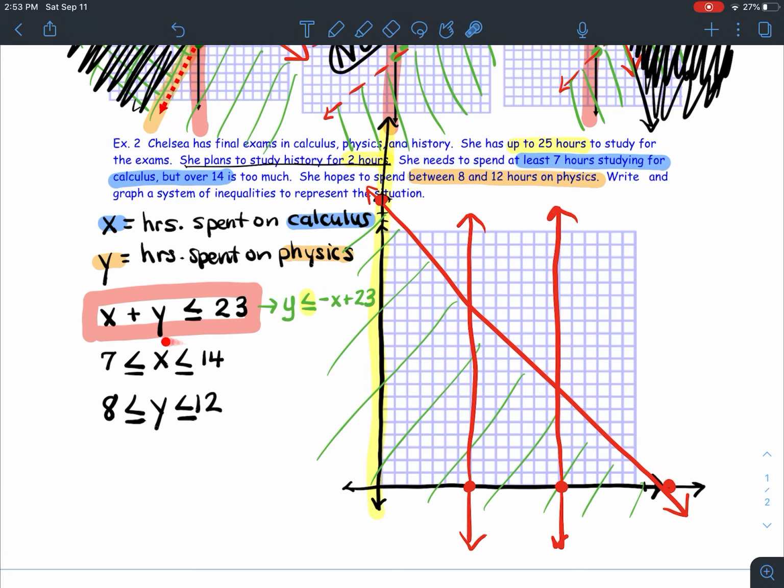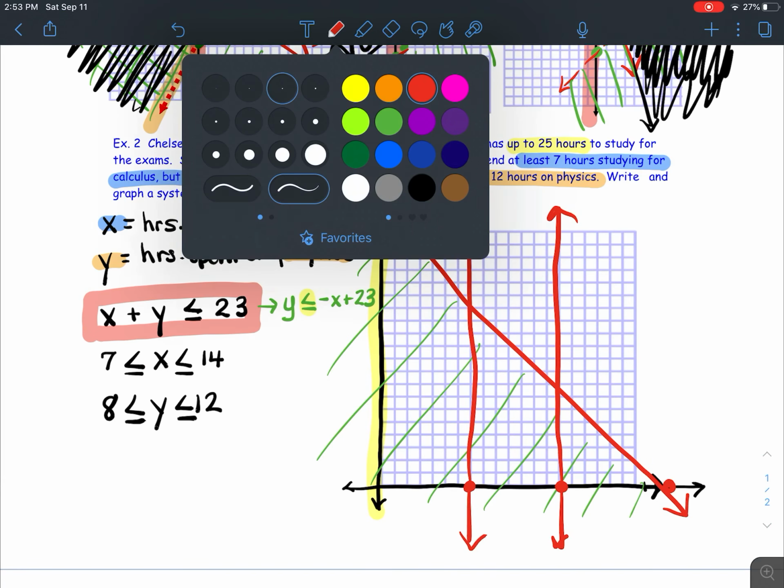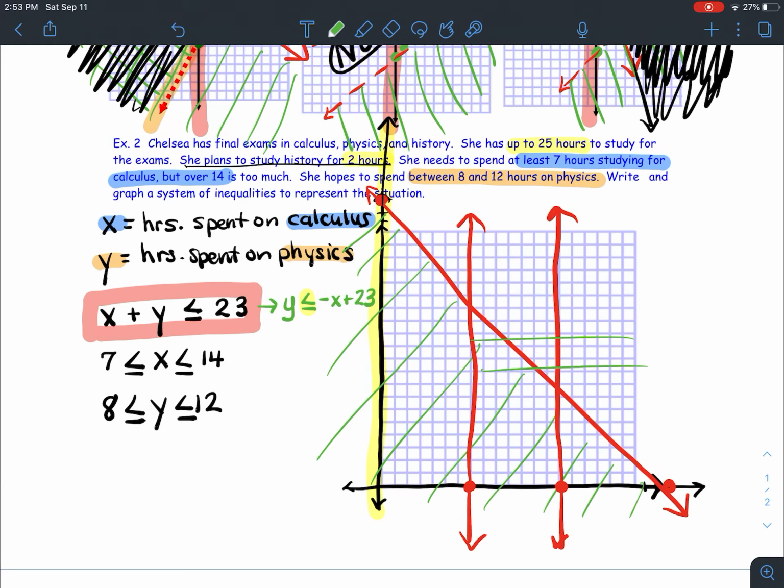Now look at the shading. X should be greater than 7. Vertical lines are the one time that you don't really look at what side includes the y-axis. Instead, you think, should I shade to the right or to the left? Greater than means shade to the right. Less than means shade to the left. So I'm going to be shading to the right of the line x is greater than or equal to 7, and then I'm going to be shading to the left of this line right here where x is less than or equal to 14. I'm trying to shade with a different pattern every time, so I'm shading to the left of this. Now, I don't know if you can tell, but where all three of these are overlapping right now is in this region right there.